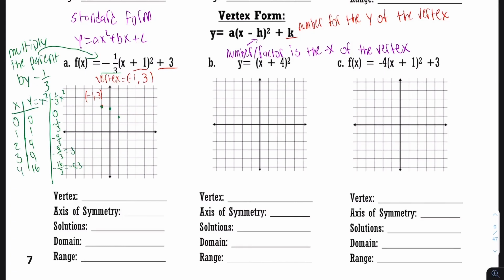over 1 more, down 3. So I'm 3 lower than this origin here, the vertex. And then for the last one, 4 over, and then down 5 1/3. So here's 3, 4, 5 1/3. And then we can use the axis of symmetry to reflect those points evenly.